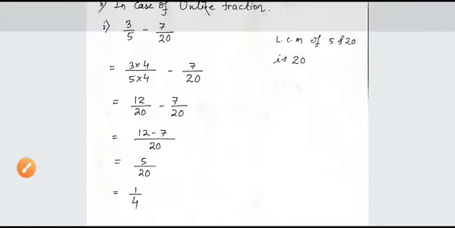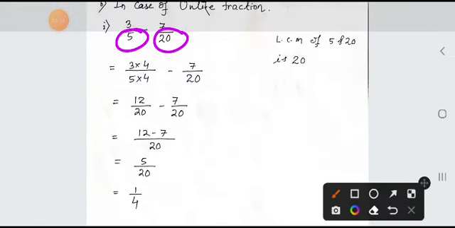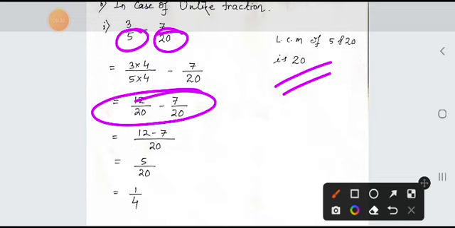You can see here we have fractions with two different denominators. That's why we determined the LCM, and we converted them to like fractions. After converting them to like fractions, the further subtraction process can be done.